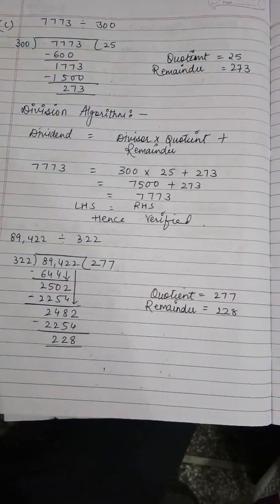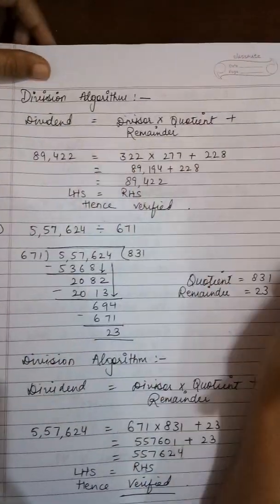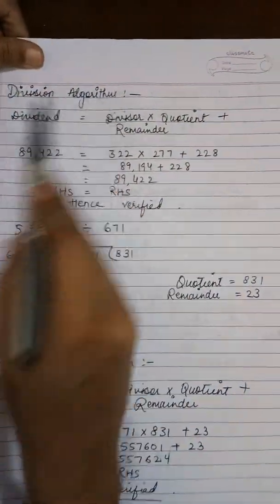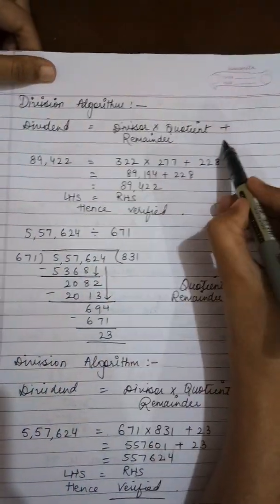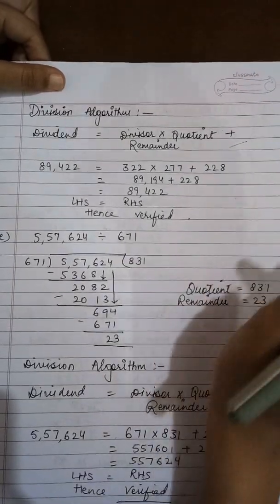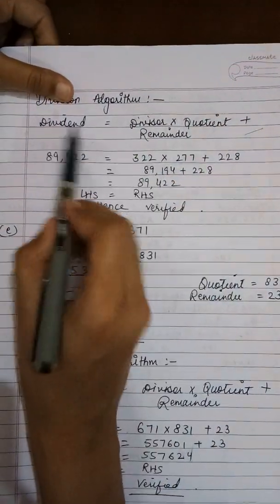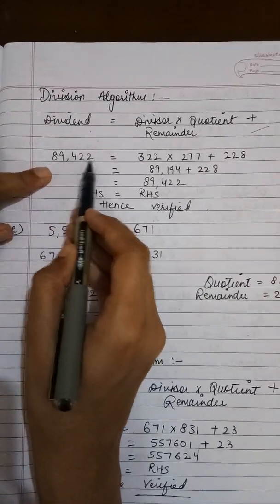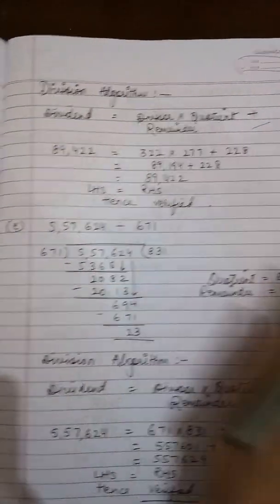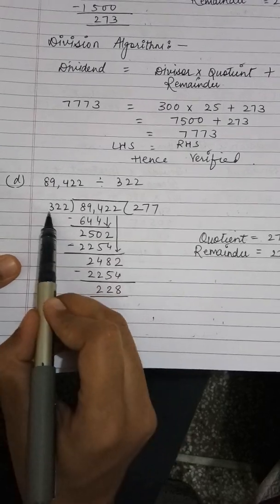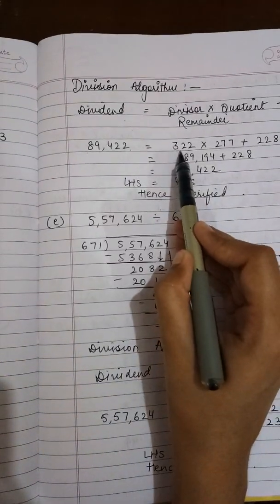Now let's verify our answer by using the division algorithm. So what is the division algorithm? Every time you have to write this formula of the division algorithm. Make sure that you are going to write the formula. Now what is the dividend given to me? 89422. What was the divisor, the number by which I was dividing it? 322. So I am going to write here 322.